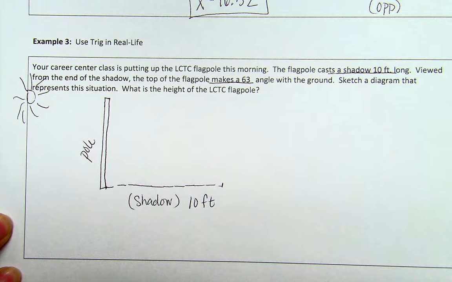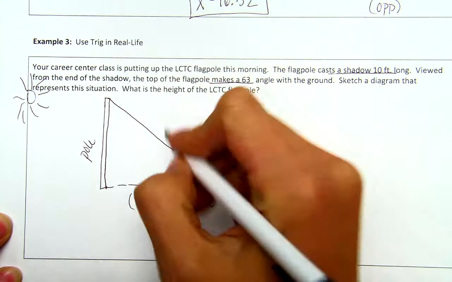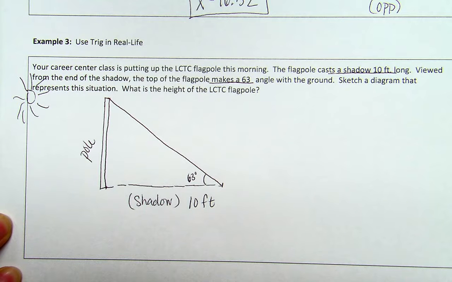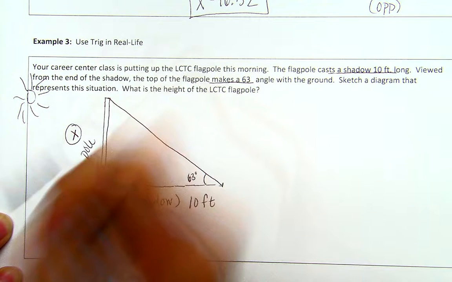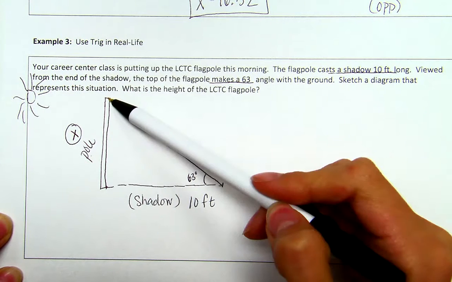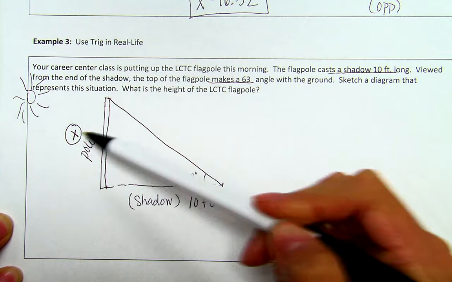We also know that the top of the flagpole and the end of the shadow makes a 63-degree angle with the ground. Now we want to find the height of the flagpole. So since we want to know the height of the pole, I'm going to call this side X, because that is obviously the height of the pole that we're looking for. So we know the shadow's 10 feet long. We know that the top of the pole and the ground of the shadow makes a 63-degree angle, and we want to solve for X.